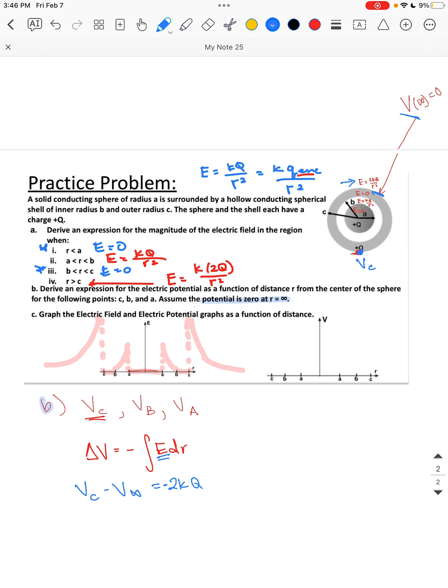My negative, can't forget that, and then the integral is the 1 over r squared. That's what's changing, but I'm going to write it as r to the negative 2 dr. My limits start at infinity and work closer and closer to C. And when I do this integration, I end up with negative 2kq.